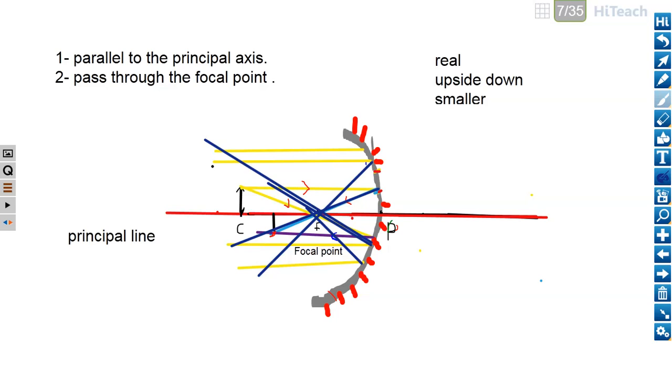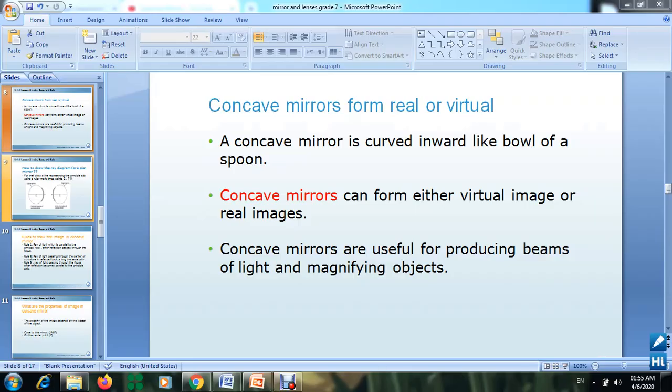To make sure that you have understood this lesson, please follow with me. Pause the video and follow step by step. Draw two lines only to draw the image. Then from your drawing, write the properties, and send me your drawing. Thank you for listening.